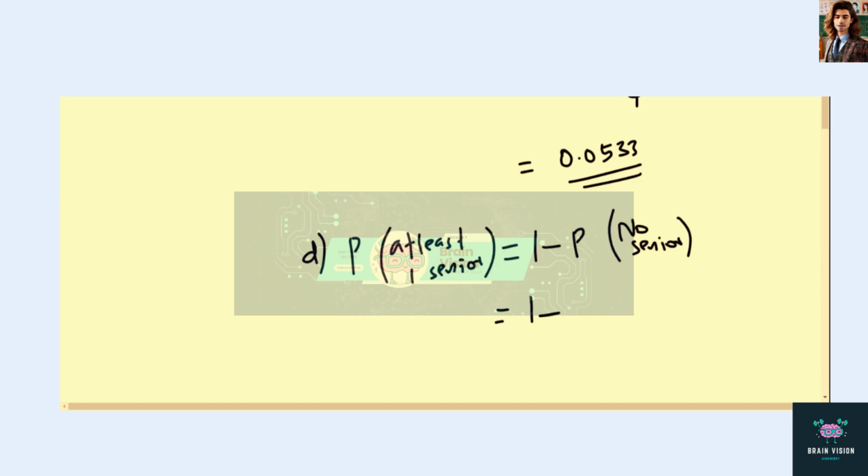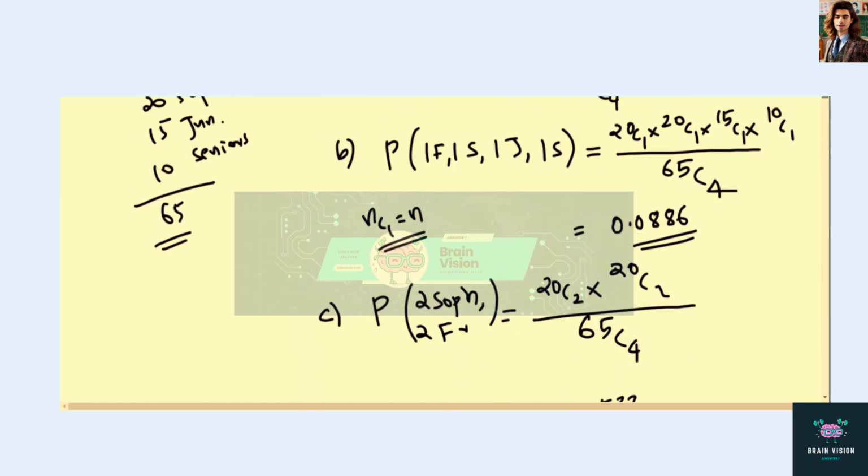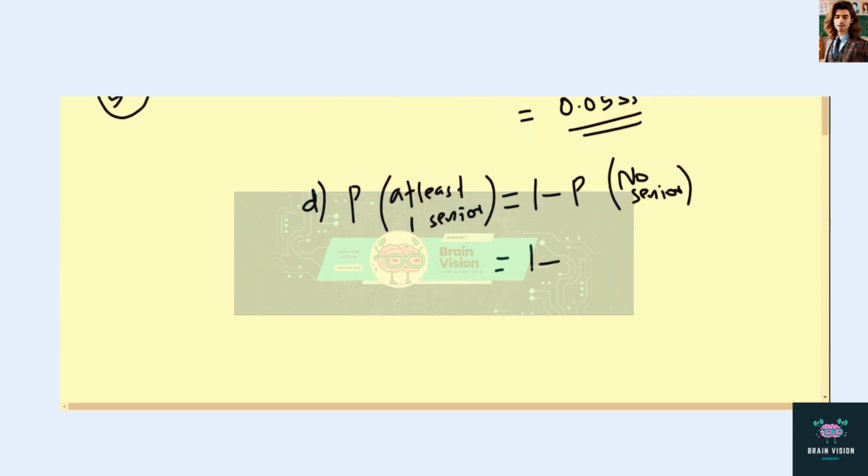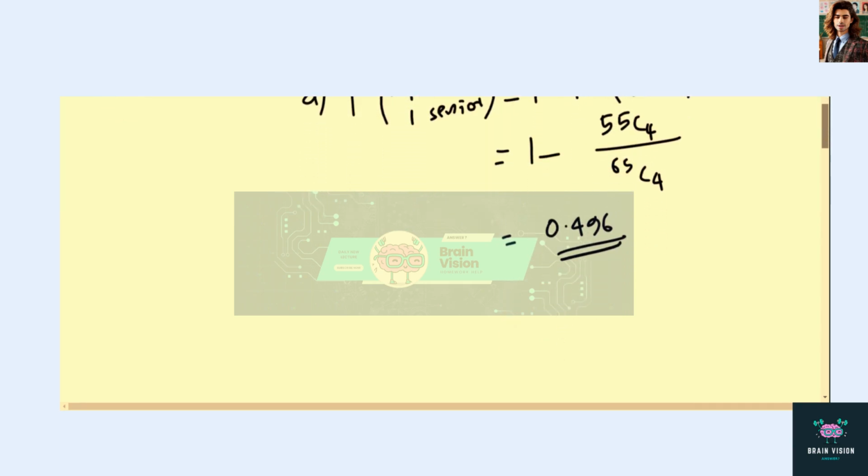That means 1 minus the probability of selecting 4 people without seniors. There are 65 people, and 10 of them are seniors, so the remaining 55 people are non-seniors. From these you select 4 people, which can be done in 55C4 ways. The total number of selections remains the same, 65C4. Putting in these values, we get a probability of 0.496. This is the required probability for the last part of the question.